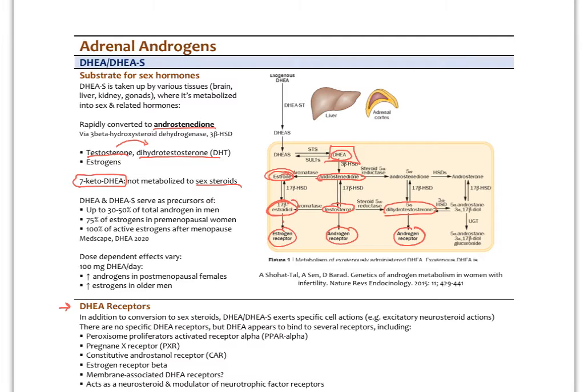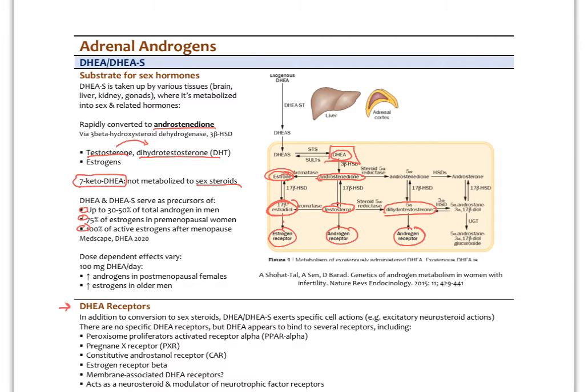So if you look at the DHEA and DHEAS, they serve as precursors for up to 30 to 50% of total androgens in men, 75% of estrogens in premenopausal women, and 100% of active estrogens after menopause. So that is essentially where the adrenals take over the effects of the ovaries after menopause. So with herbal therapies, I'm working a lot with adrenals postmenopausally. In fact, for hot flashes and all those things, phytoestrogens are sometimes used, like black cohosh and whatnot. We discuss those. But more importantly, I find is actually working with the adrenal hormones, with the adaptogens. So I'll talk about that with the male and the female reproductive sections.